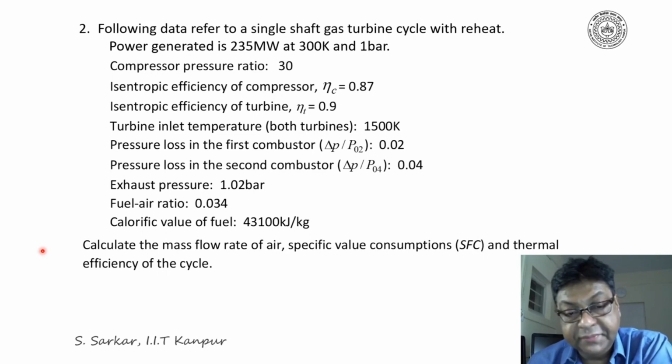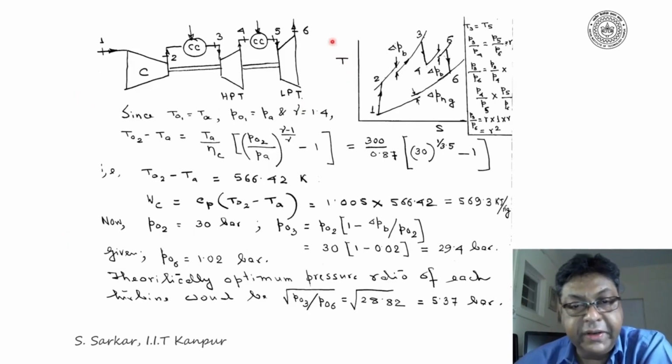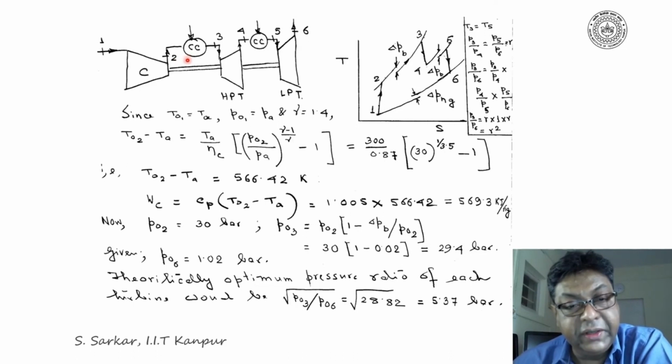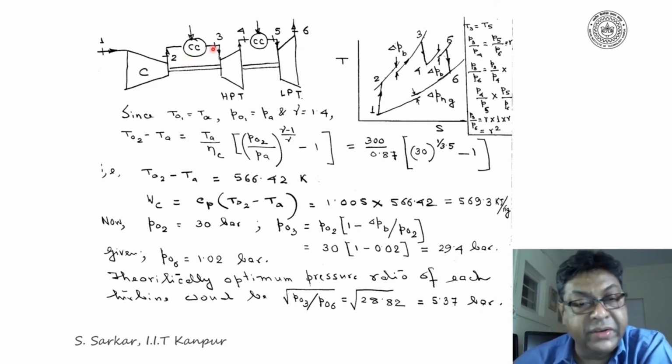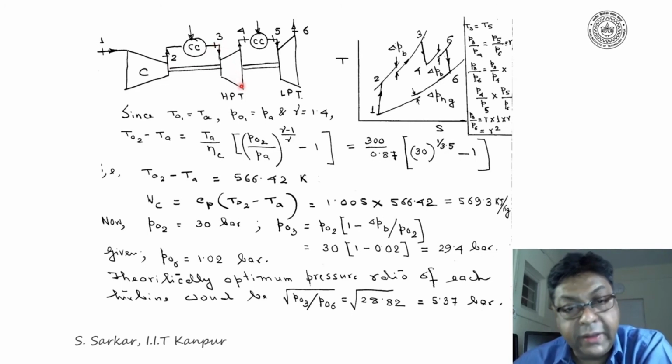of the cycle. I have indicated here the schematic of a reheat cycle where C represents the compressor, HPT indicates high pressure turbine, LPT being low pressure turbine. So air is compressed in the compressor, then it is heated in the combustion chamber and high pressure and temperature gas is expanded in high pressure turbine, and then again it is reheated and then expanded through low pressure turbine.